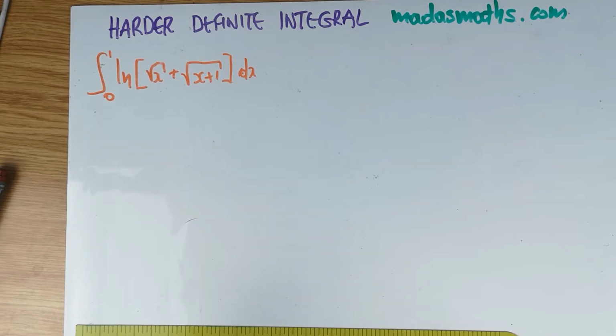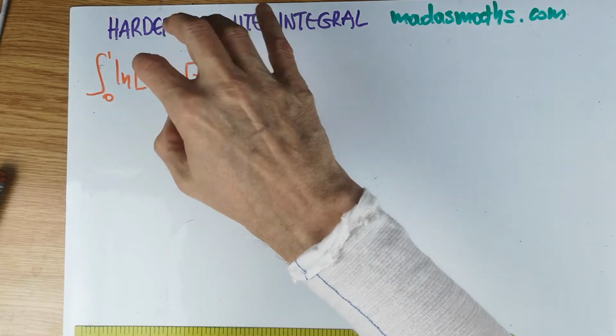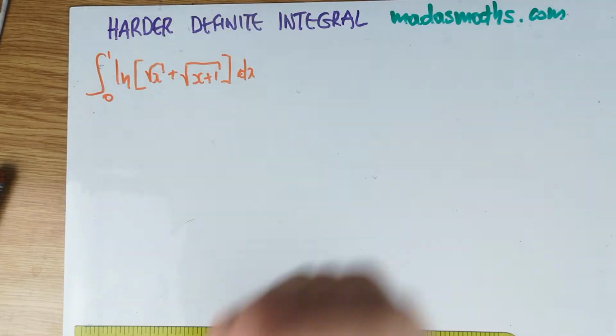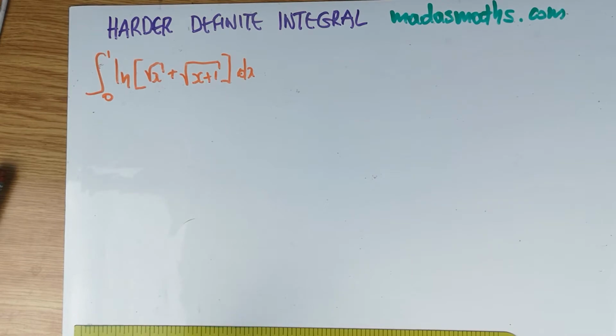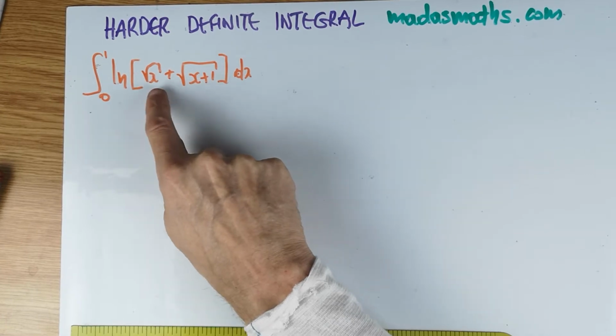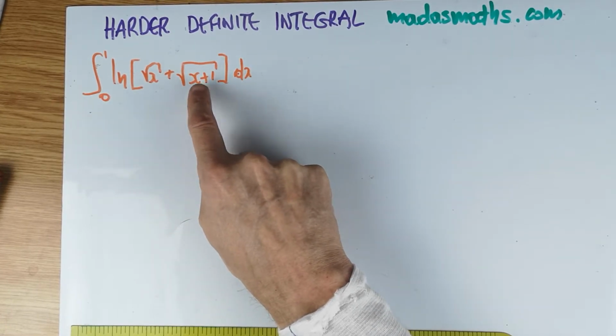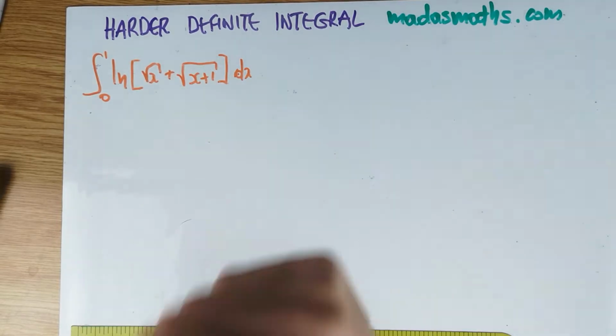The natural thing that goes through your head when you look at something like this is to split the log, but the plus doesn't actually help, so that is a problem. The next thing is to think about substitutions, and of course you think of the square root of x possibly, but if you use u equal to the square root of x, we've got a problem with this quantity here.